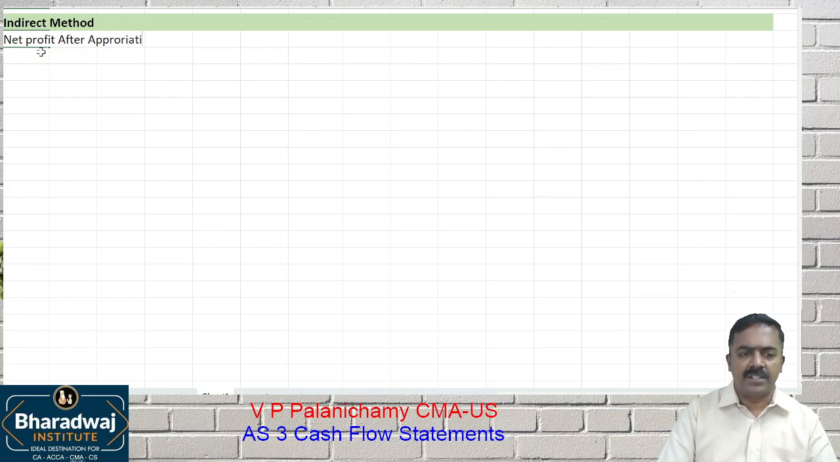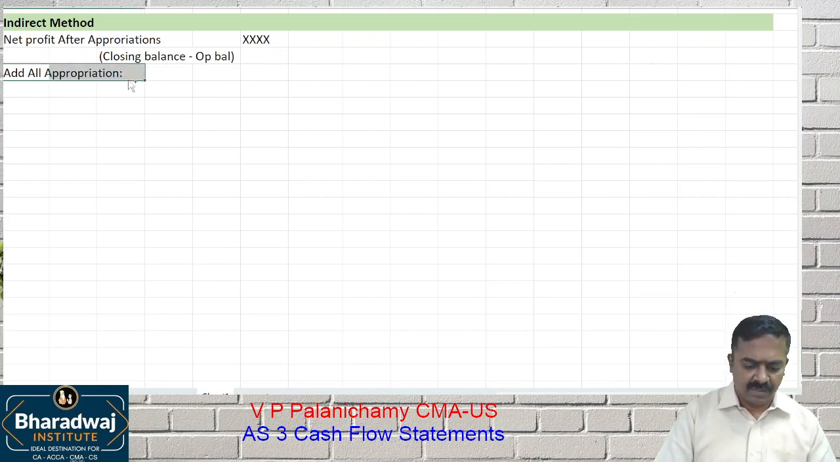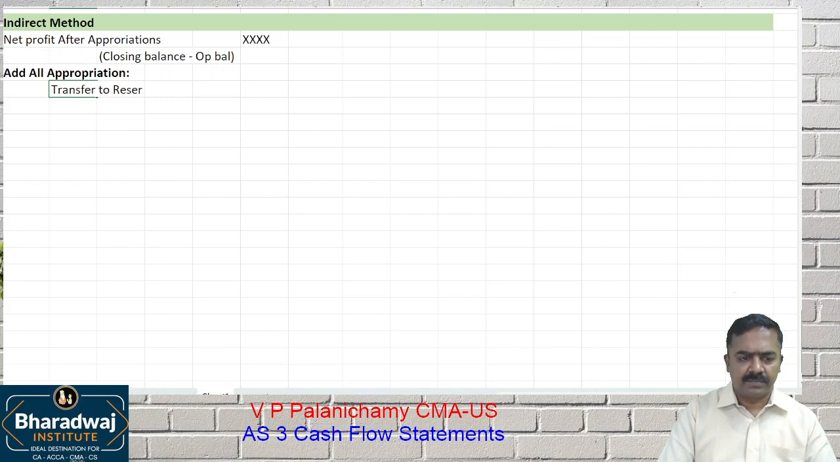What do you mean by appropriations? Transfer to reserves, all those things. Generally, you can take the closing balance minus opening balance, same like our holding company accounts. Then add back all appropriations. What do you mean by appropriation? It can be transfer to reserve or it can be dividend payments.